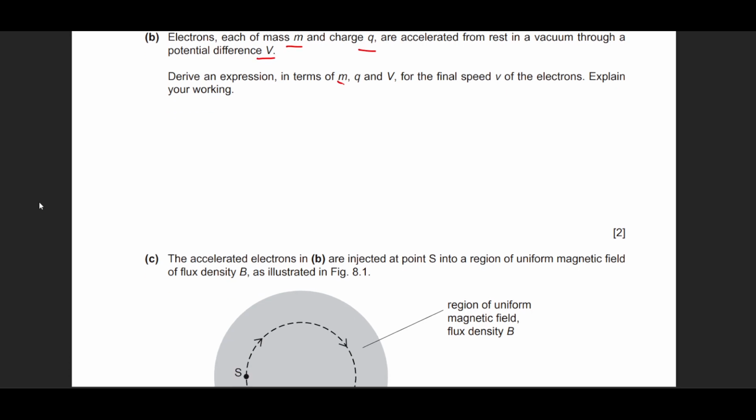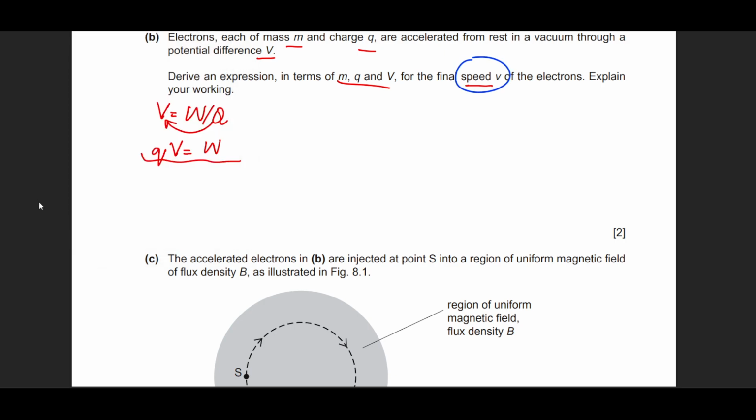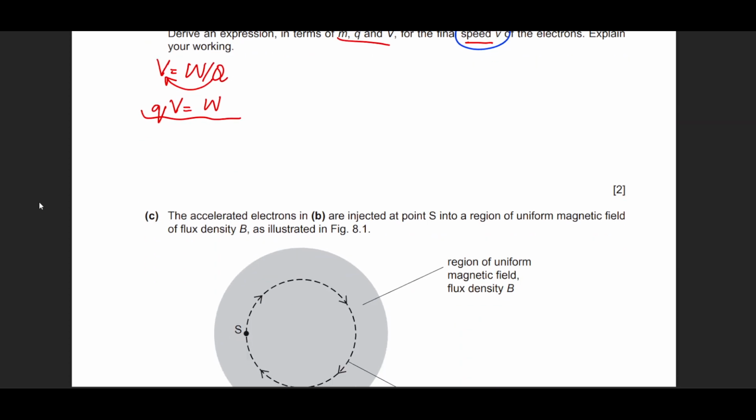Okay, electrons have a mass of m and charge q, accelerated in a vacuum through potential difference V. He said derive an expression for the speed v in terms of m, V and q. Okay, no problem. So we have voltage defined as work done on a charge, right? Depending upon whether you're looking at EMF or potential difference. Since we're dealing with energy and speed, let's take q over there. So this becomes small q multiplied by V equals the work done. And this work done will be translated into kinetic energy, since the electron is accelerated in vacuum from rest. So kinetic energy is equal to half mv squared.